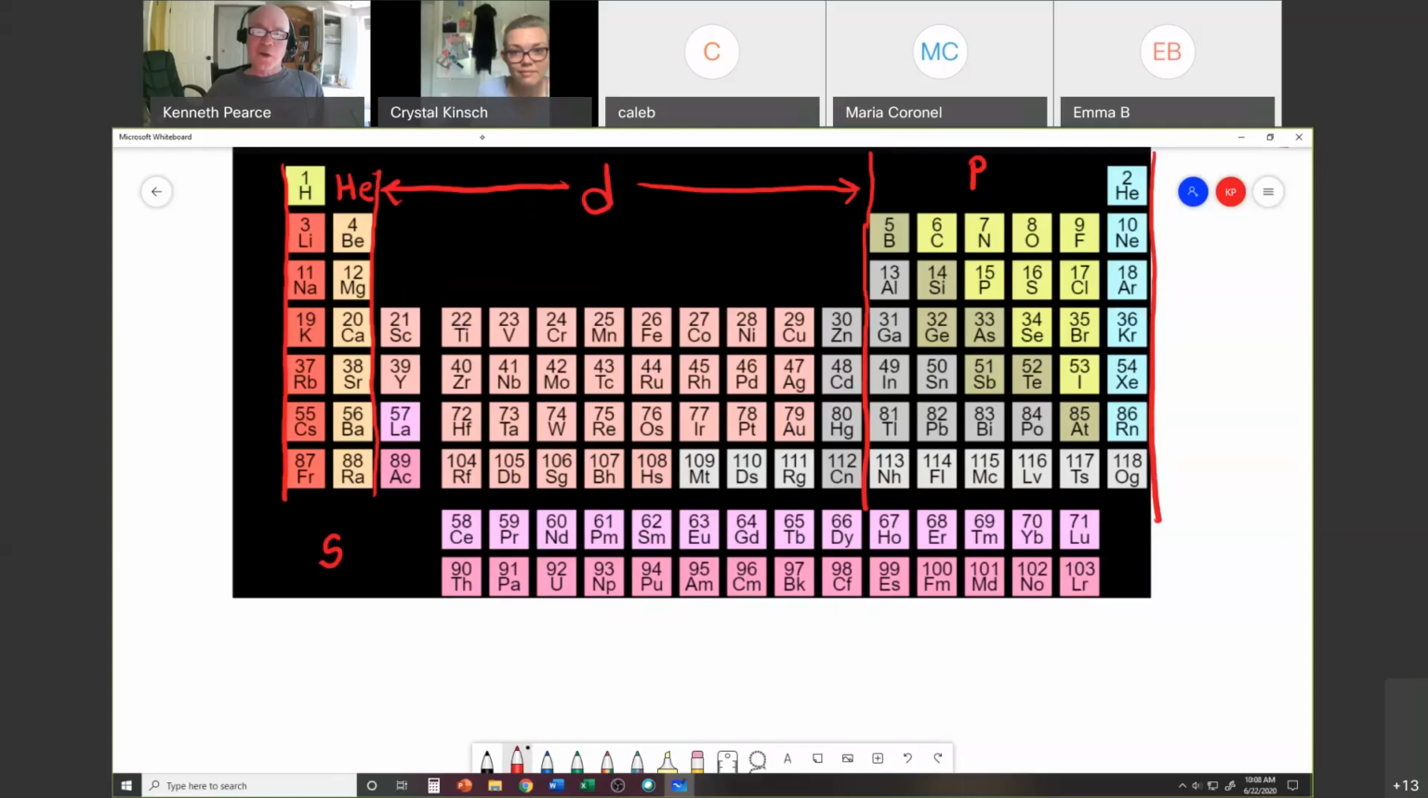All right, so we have S's, D's, and P's, and this block right down here, we call these the F elements. Okay, those are your F elements. Those are just two lines there.